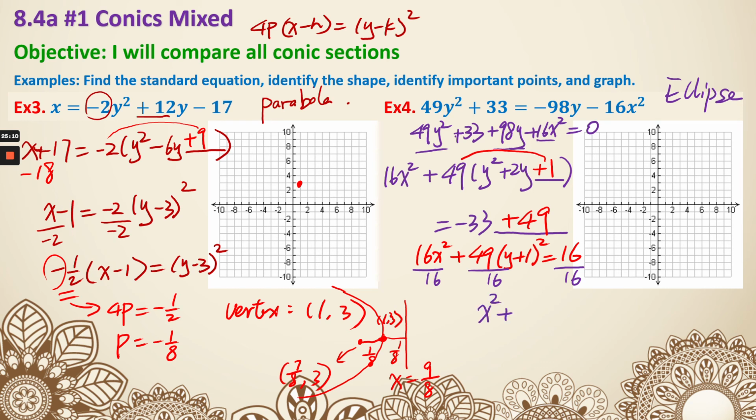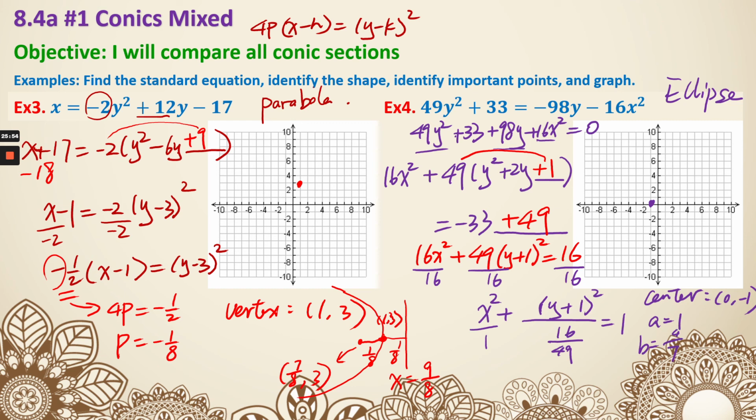So we have x squared plus y plus 1 squared. This is where it's slightly tricky. It's going to be 16 over 49 on the bottom. And on the right side, it is just a 1. Okay, now I can find my center. My center is going to be at 0, negative 1. 0, negative 1 is right here. That's my center. And this is basically over a 1. So 1 is clearly bigger than the other one. That means my A is 1 and my B is going to be 4 over 7.